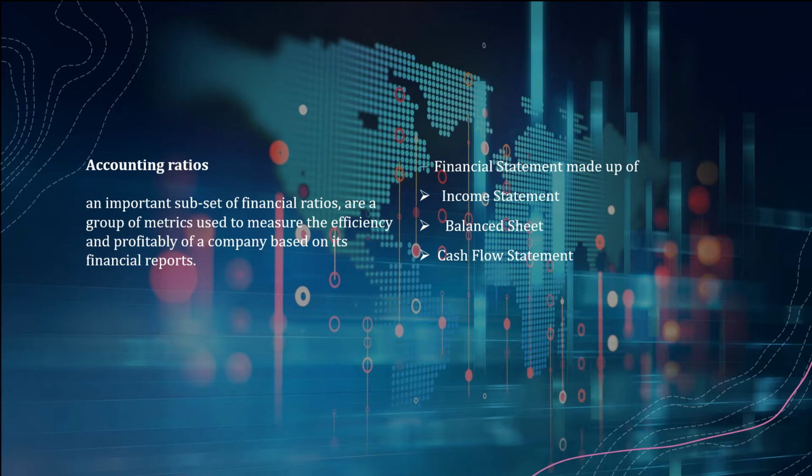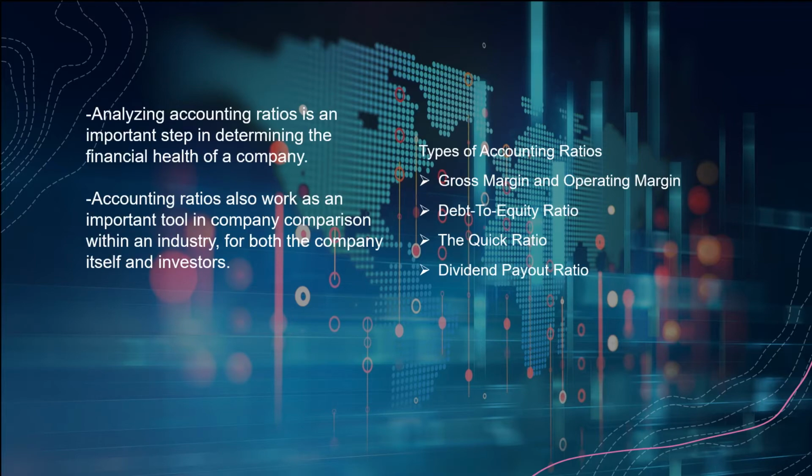These ratios can be used to evaluate a company's fundamentals and provide information about the performance of the company over the last quarter or fiscal year. Analyzing accounting ratios is an important step in determining the financial health of a company. It can often point out areas that are bringing the profitability of a company down and therefore need improvement.